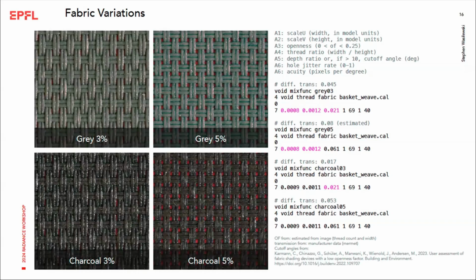Let's see, I probably have a slide for that. And so I just ran all of these through the script, the material builder, and estimated all the openness factors just from these images by measuring the width of a 10 by 10 grid, and then measuring the threads and then subtracting that to get the hole size.